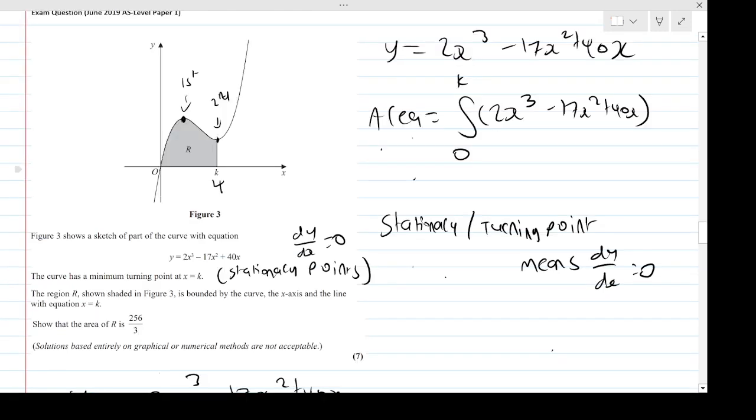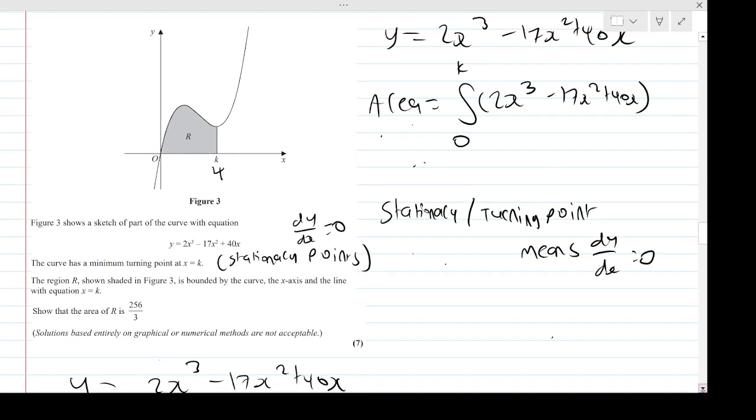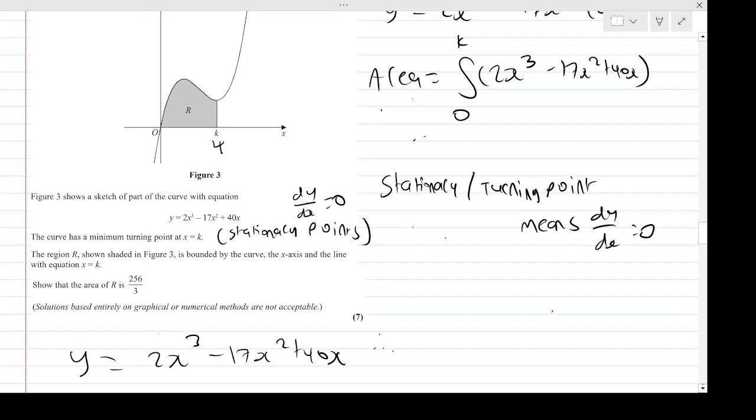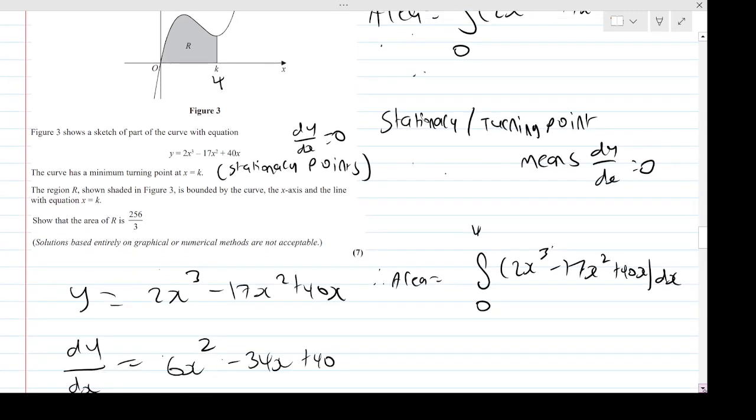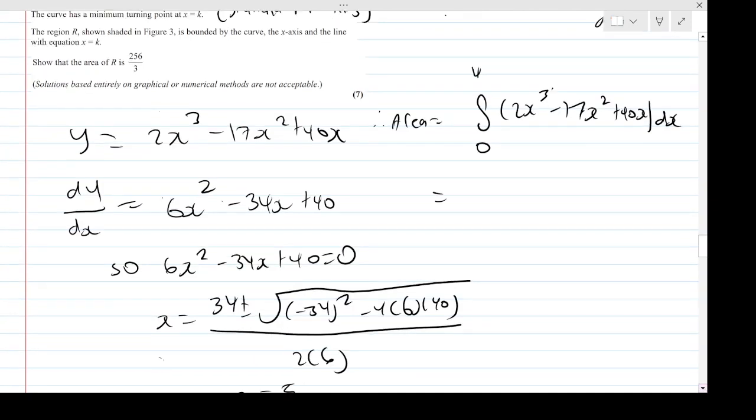Hopefully you can understand that. So now I found k. That's great news. Now I know what k is. I can work out my area. Right? I can simplify this integral. So therefore my area is going to be between 0 and k, which is now 4, of 2x cubed minus 17x squared, add 40x dx, right? And at that point now I'm integrating. I'm just working out the integral as I usually do.